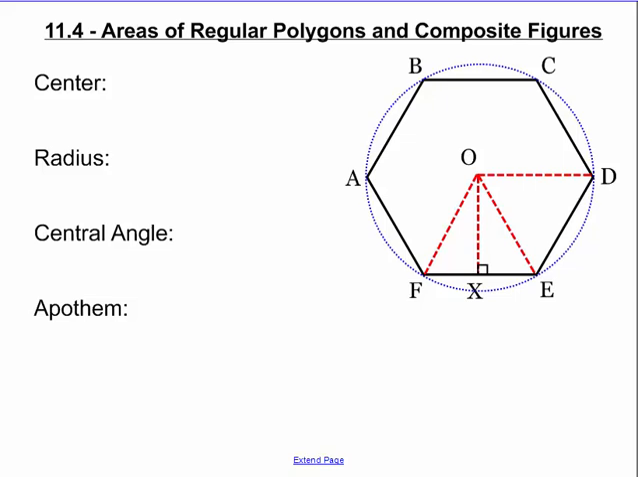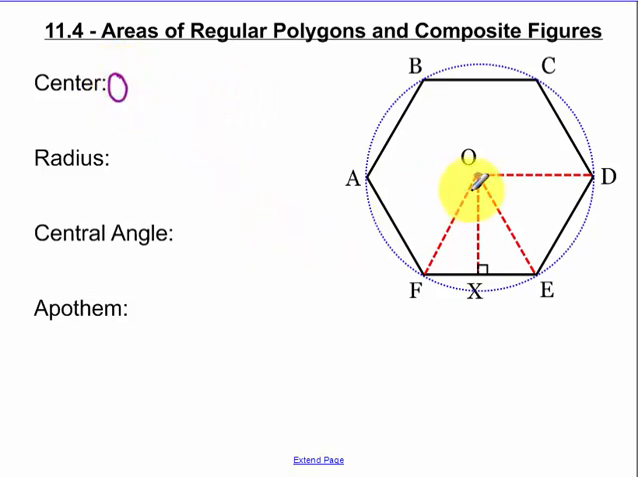Okay, this video is on areas of regular polygons and composite figures. First we need to define a few terms in a regular polygon. So the center of a regular polygon. Notice how I have a regular polygon here with a circle circumscribed around it. So our polygon is inscribed in a circle. The center of that circle is also the center of our polygon, which is O.